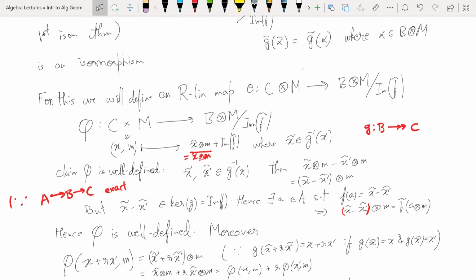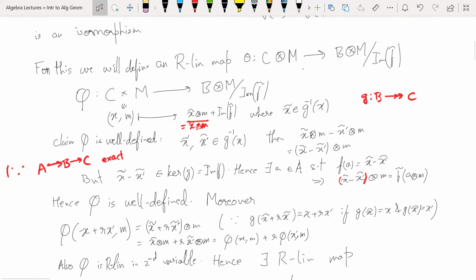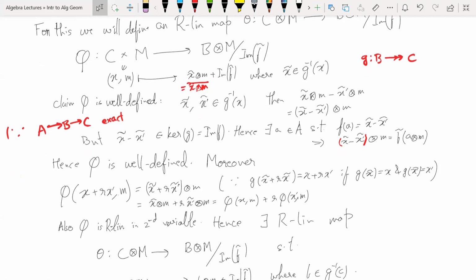So hence phi is well defined, and then you also have to check it's bilinear. I think I've checked it in the first variable. The second variable is straightforward, because M is an R-module, and on the M part it is the identity map, and the identity map is R-linear. That tells you that it's R-linear in the second variable. And for the first variable, you just check, yeah.